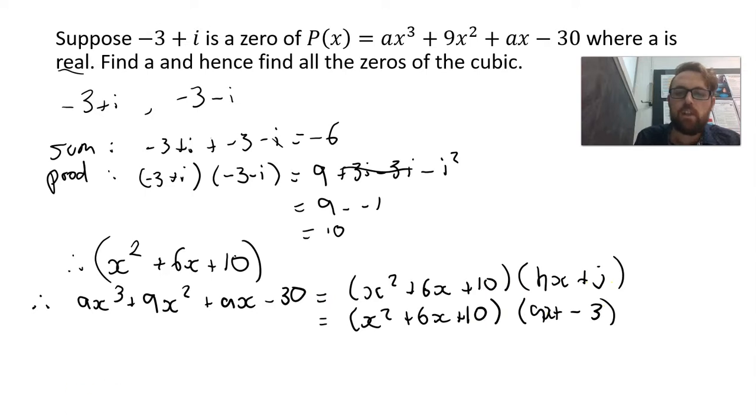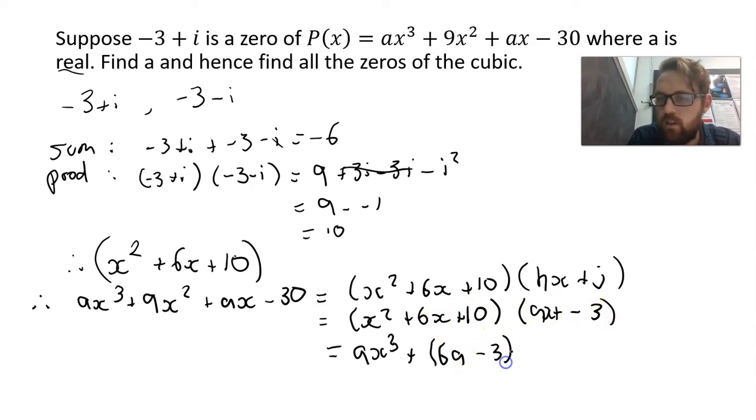So next step is to find out what this a is. If we expand this out to its maximum, we're going to get ax cubed, plus, if we times our x by our x, we get 6a as our first lot of x squareds, but we're also going to get this negative 3. Both of those are going to be x squareds. Our x's are going to come from our negative 3 times 6, so plus negative 18, and the other x is going to come from the a times the 10, plus 10ax, and finally we're going to get minus 30.